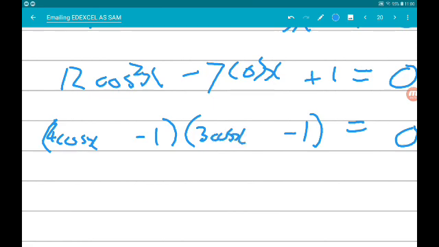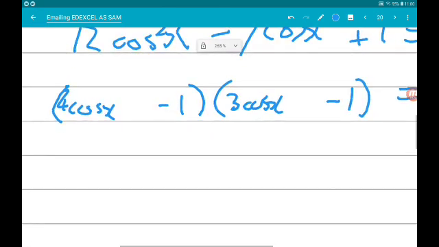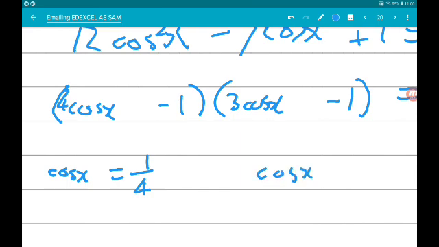So, from that, we now set what is inside each bracket equal to 0, and get cos x on its own. So, if 4 cos of x minus 1 is equal to 0, that tells us cos of x is equal to 1/4, or if 3 cos of x minus 1 is equal to 0, that tells us cos of x is equal to 1/3. So, now we need to solve these equations.